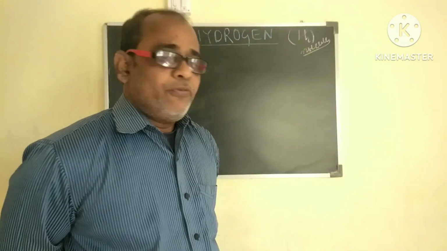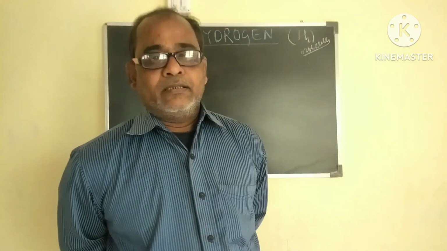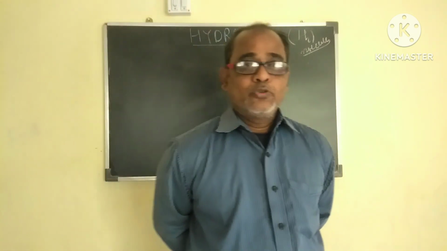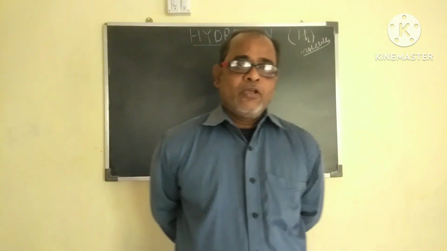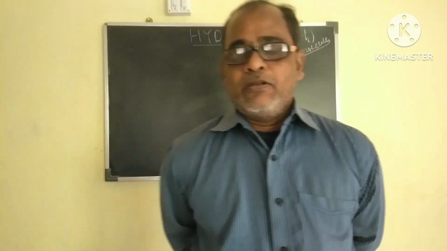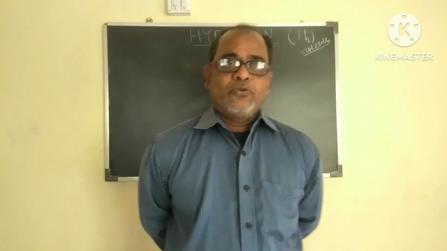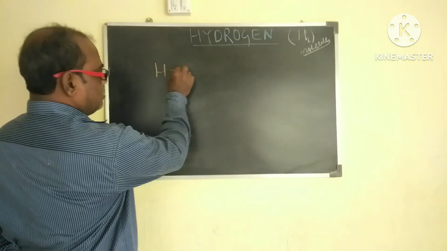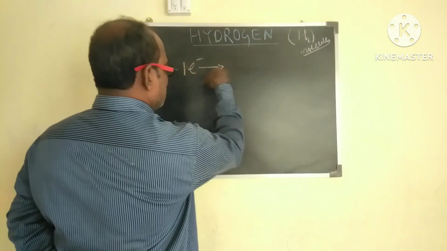So before going to the chemical properties of hydrogen, you must be very clear about what happens when hydrogen donates an electron. We know that in hydrogen we don't have a neutron, so you must keep it in your mind. Suppose when hydrogen donates one electron, then it becomes what?